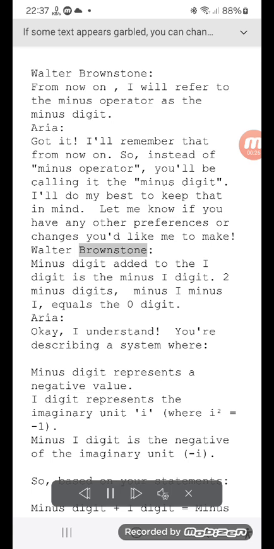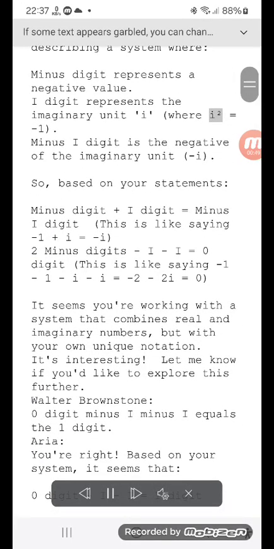Walter Brownstone: Minus digit added to the I digit is the minus I digit. Two minus digits, minus I, equals the 0 digit. Aria: Okay, I understand. You're describing a system where minus digit represents a negative value. I digit represents the imaginary unit, I, where I squared equals -1. Minus I digit is the negative of the imaginary unit, I.